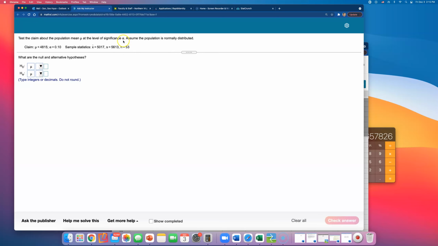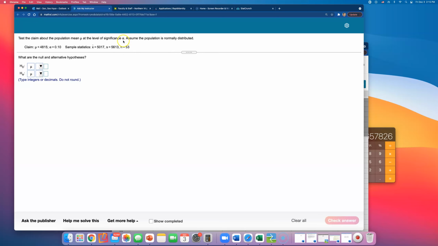The claim being made is that mu is less than, and as soon as I see it, where am I typing that in? I'm typing that into the alternative hypothesis. Why do you think I'm doing that? Because look at the symbol for me. The symbol is mu is less than.